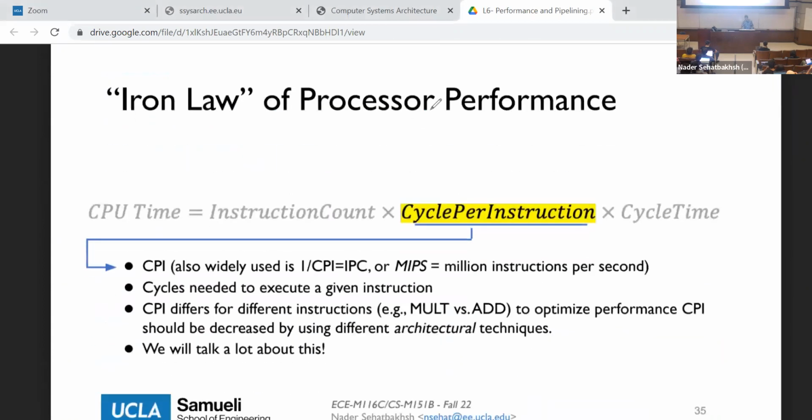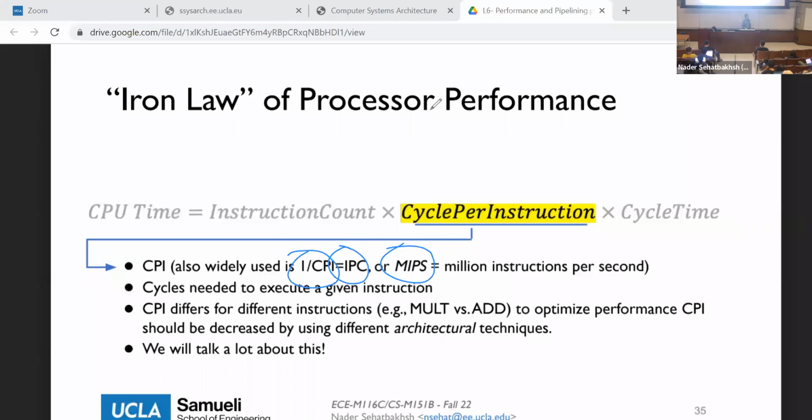Moving on to the next one, which is cycles per instruction, or we usually call it CPI. There's also another metric that is widely used, and that is IPC, or instructions per cycle, which is essentially 1 over CPI. So CPI is cycles per instruction and IPC is instructions per cycle, which are interchangeable. Another thing that people use is MIPS, or million instructions per second. These all basically refer to the same thing in various ways. So the numbers are not exactly the same, but the concept is exactly the same.